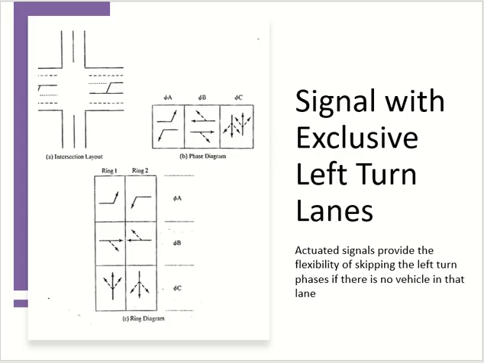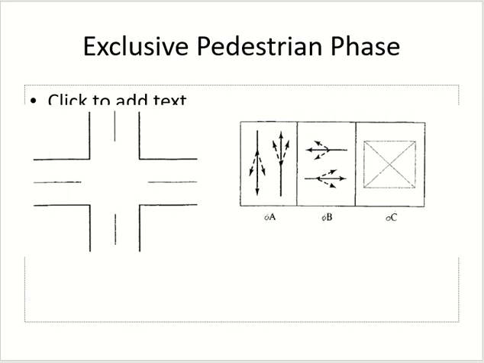Now you see here in this phase and ring diagram, I have a separate phase for left turning, right? Look at the intersection. I added something. What? Yes, the channel or the lane for left turn. Because I have a separate phase for left turning, I have to add a lane for left turn. Clear? Okay, this is what I was talking about.